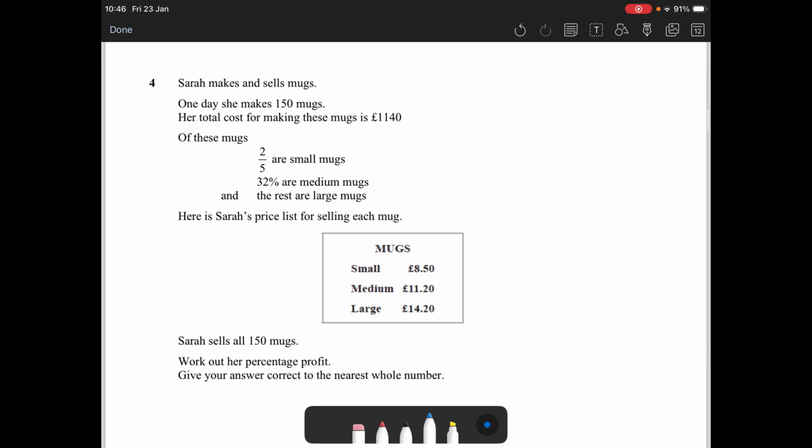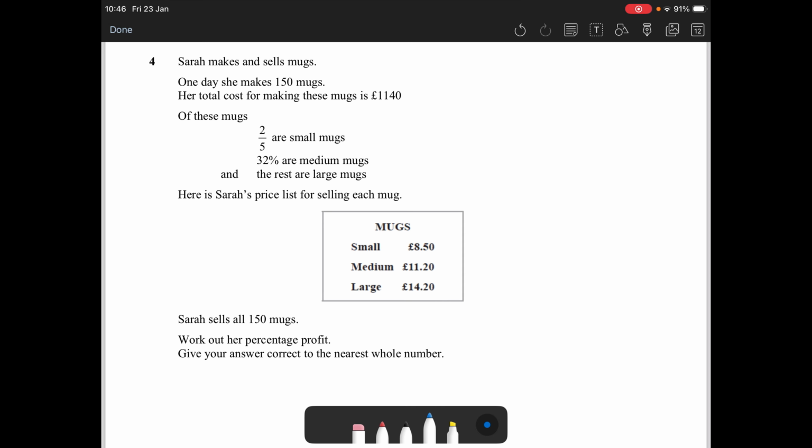Okay. Next up, number 4. Sarah makes and sells mugs. One day she makes 150, and we're given the total cost of manufacturing these. Of these mugs, 2/5 are small, 32%. Okay, right.